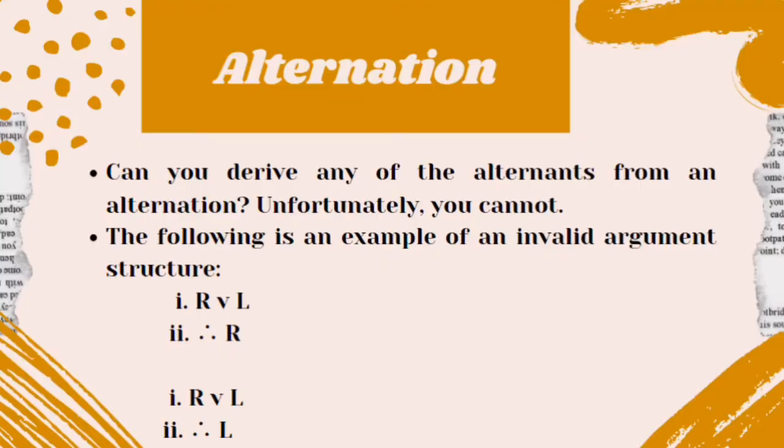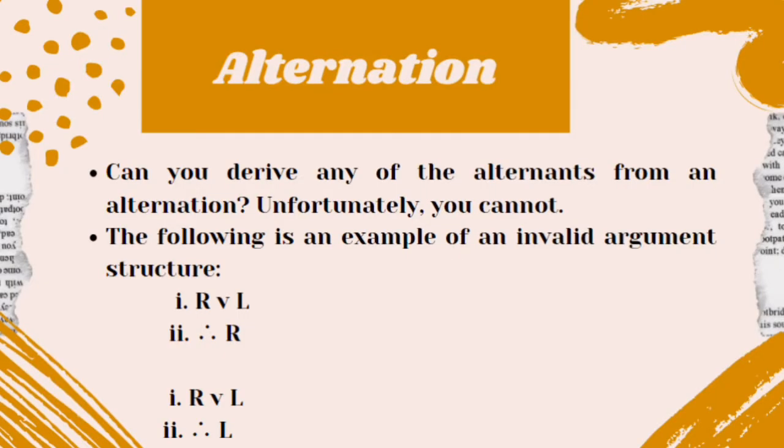Remember that you have the right to make an alternation if you know that the two statements W and S are true. Similarly, you have the right to make a conjunction if you know that the two statements are true. You know that you can validly infer any of the conjuncts from a conjunction. Can you derive any of the alternants from an alternation? Unfortunately, you cannot. Subtracting an alternative is the term for the invalid argument structure.